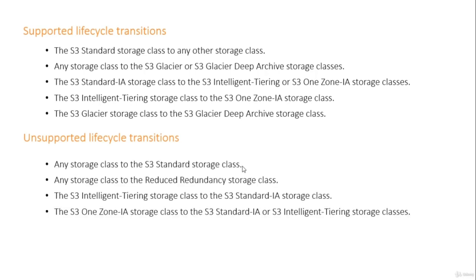Like supported lifecycle transitions, we also have unsupported lifecycle transitions. This means the transition will not happen backwards. Any storage class to S3 standard storage class, any storage class to reduced redundancy storage class, S3 intelligent tiering storage class to S3 standard IA storage class, and finally from one zone IA storage class to standard IA or S3 intelligent tiering storage class.